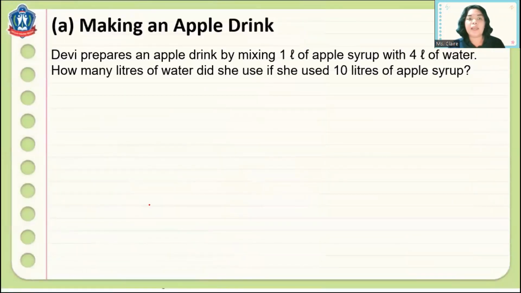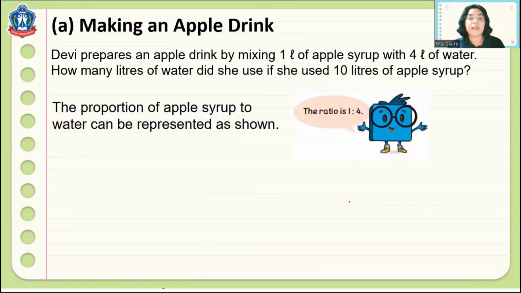Another example here, making an apple drink. DV prepares an apple drink by mixing 1 liter of apple syrup with 4 liters of water. How many liters of water did she use if she used 10 liters of apple syrup? Okay, take a look here. So the ratio of the apple syrup to the liters of water is 1 to 4.